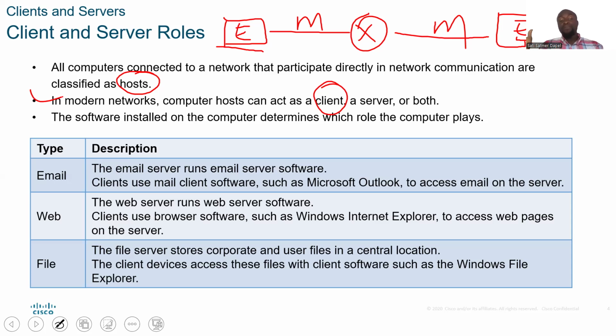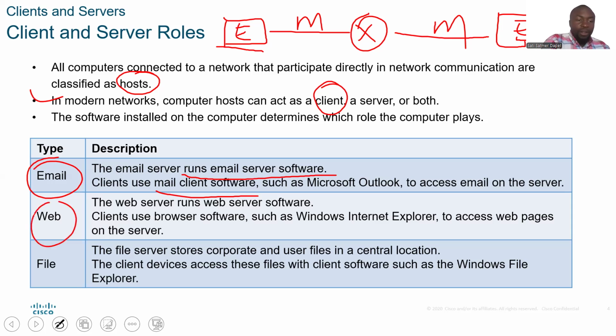That's all. So for instance, you have email services. The one that provides email services is called an email server. An email server runs email software. Then the ones that collect emails are called email clients. You can have email clients on your phone, on your system, and things like that, right?